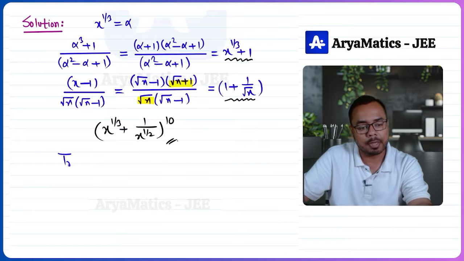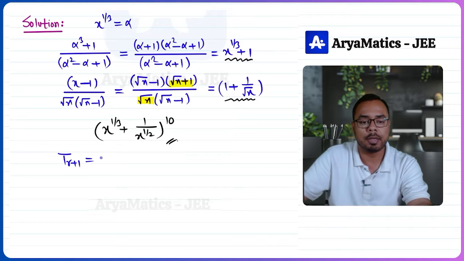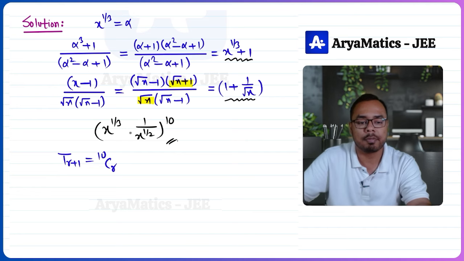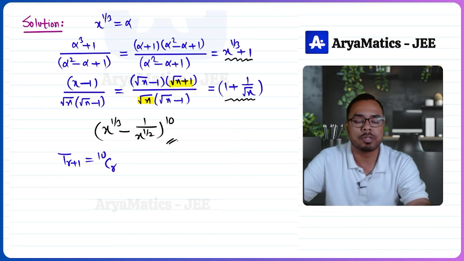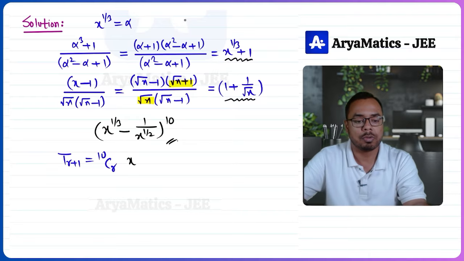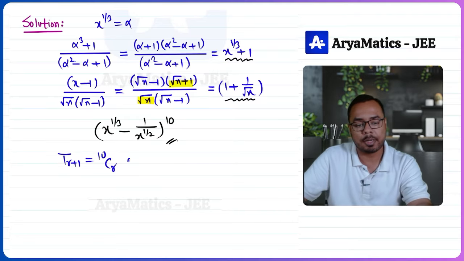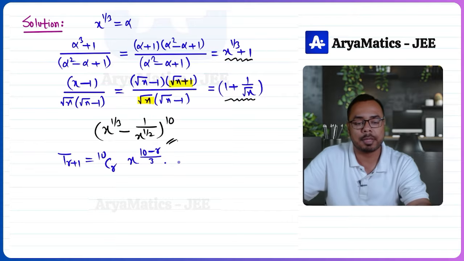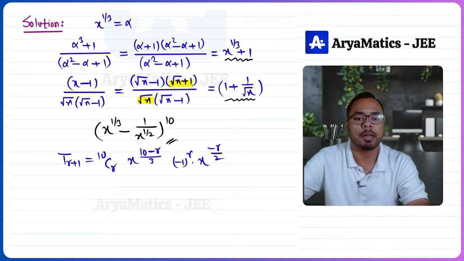So here the general term T(r+1) will be 10Cr. In fact, here you will get one minus sign, right? We are taking the difference of these two. So this will become x raised to 1/3 minus 1/x, 1 by root over x. So the general term will be 10Cr and then x raised to (10 minus r)/3, x raised to 1/3 raised to 10 minus r. And then the second term raised to r. So (-1) raised to r and then x raised to minus r/2. So this is the general term that we are getting, right?